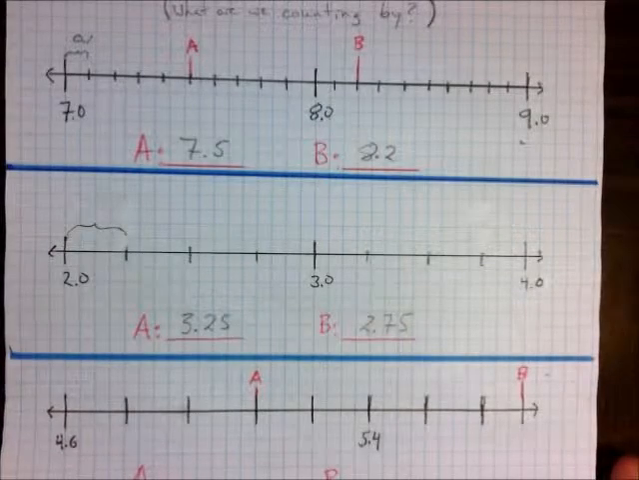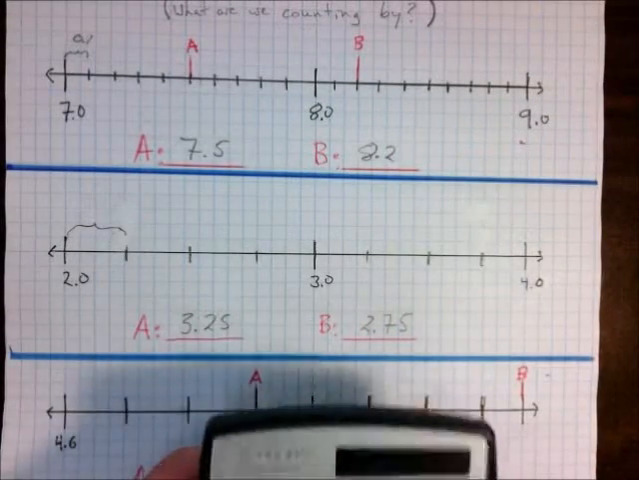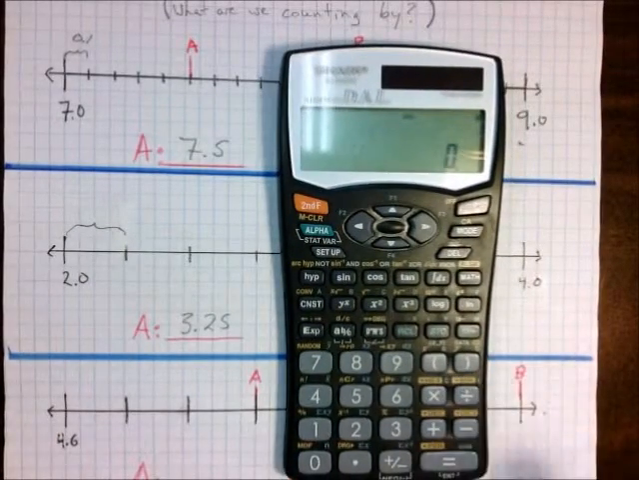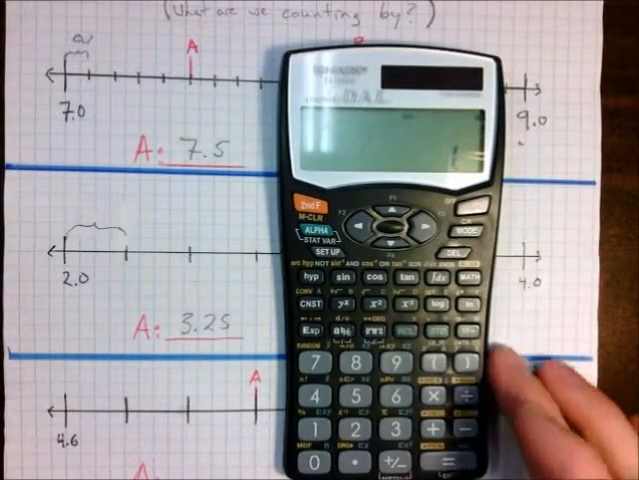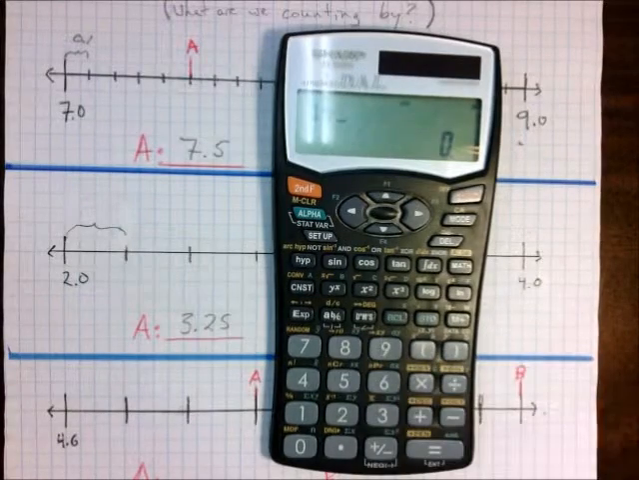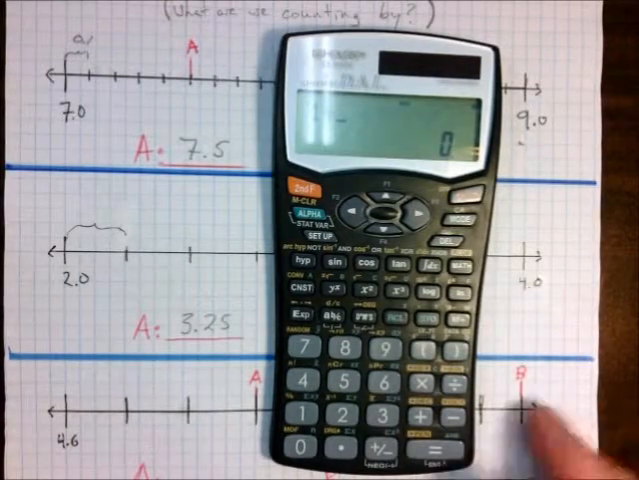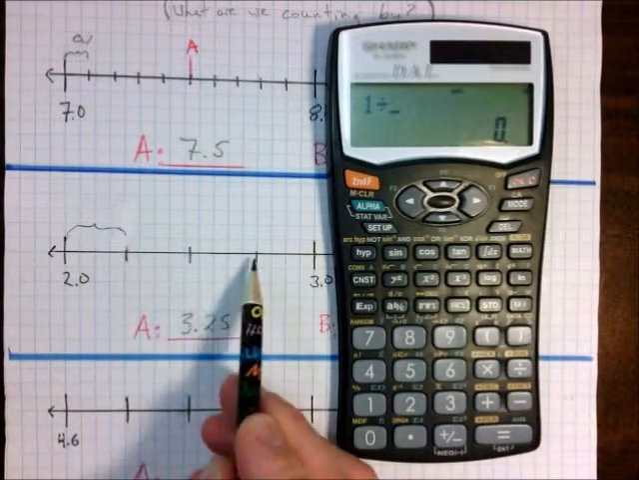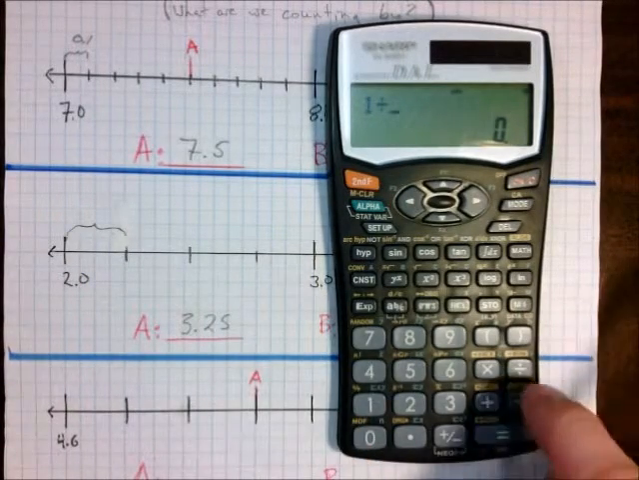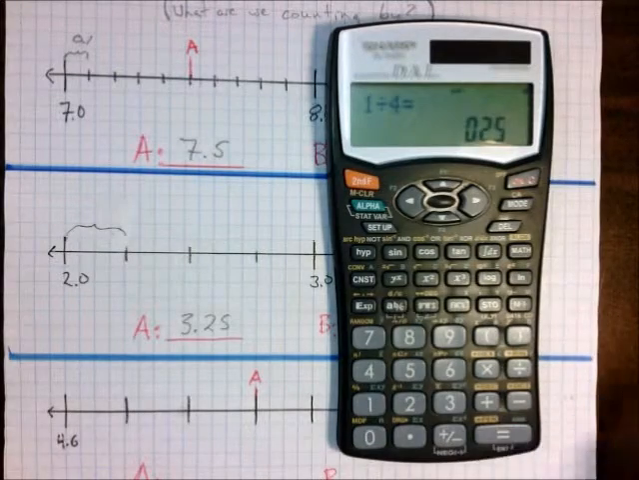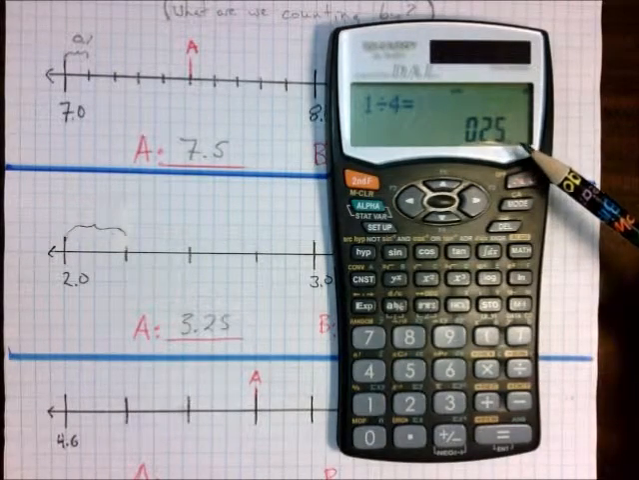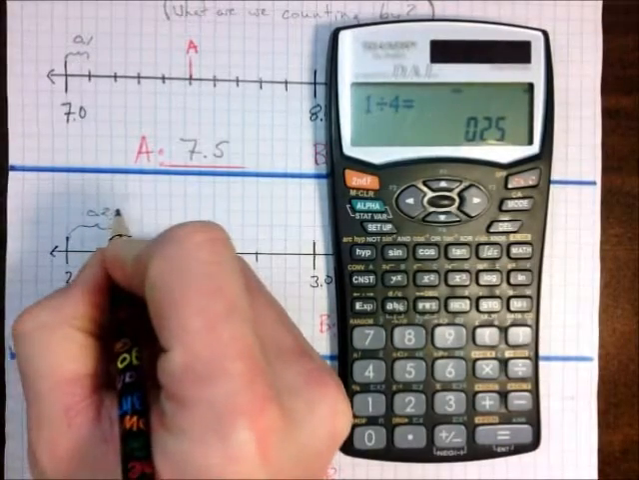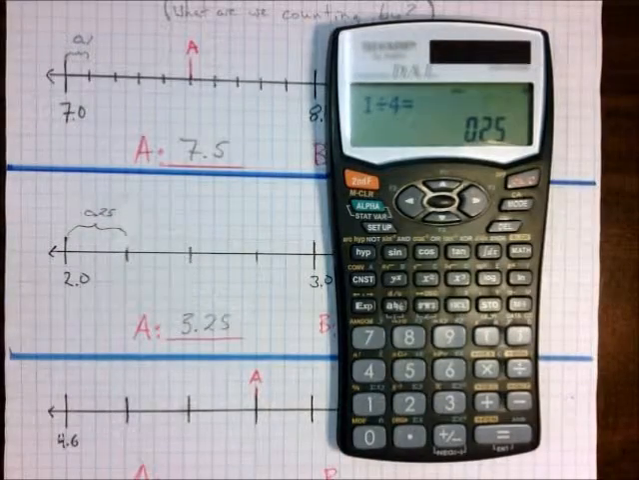To do that, I'm going to do a division. I divide a 1 divided by how many divisions between each hole? Let's check again. 1, 2, 3, 4. So 1 divided by 4 gives me 0.25. So that is the size of my divisions. 25 hundredths.